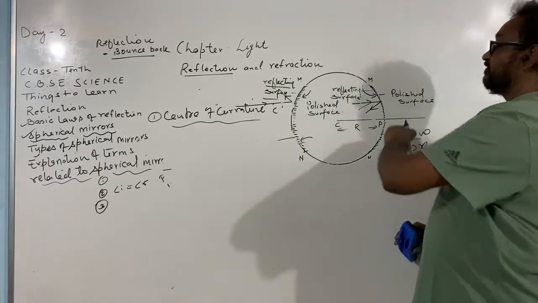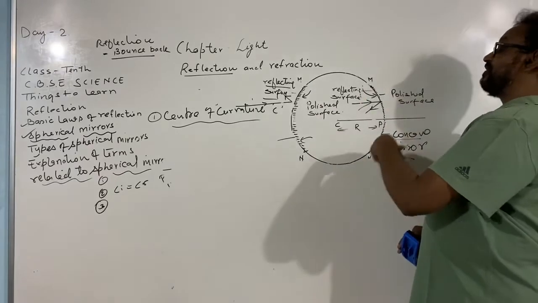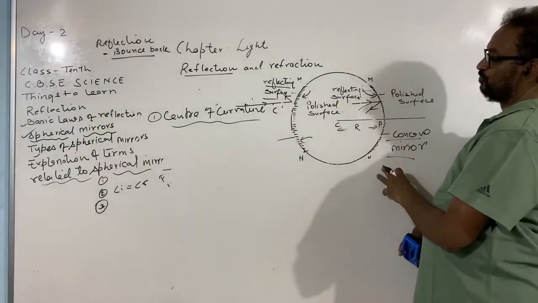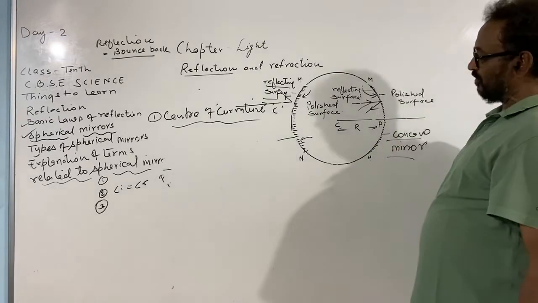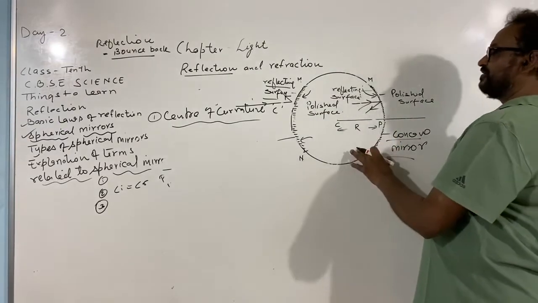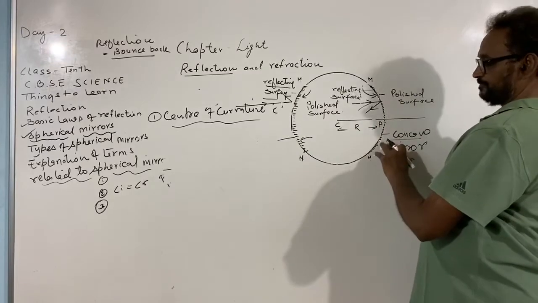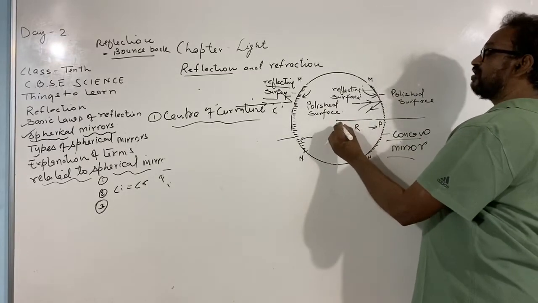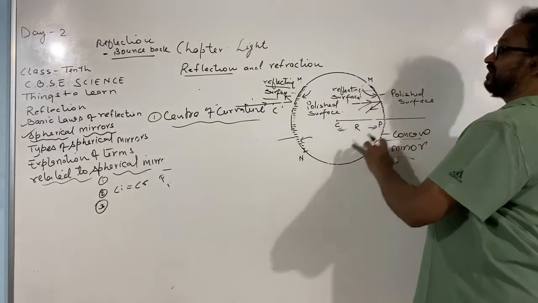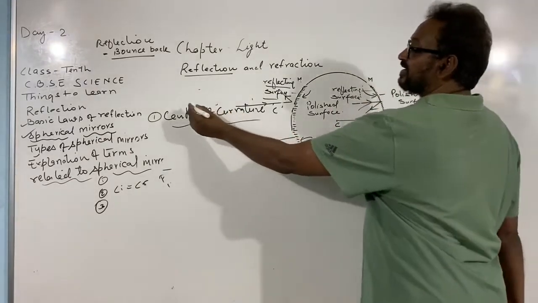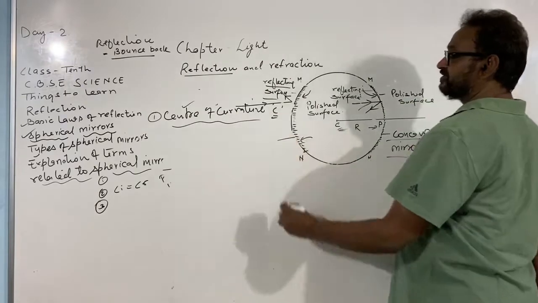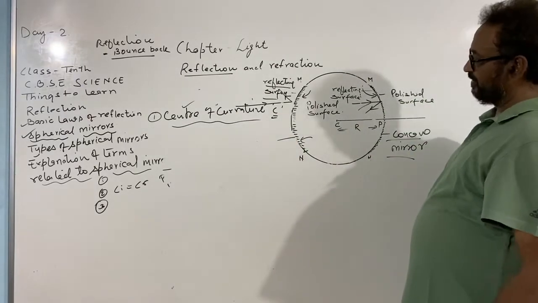We have defined spherical mirror as a part of hollow sphere whose one surface is silver polished. Obviously, a spherical mirror is a part of hollow sphere. The center of the hollow sphere of which the mirror is a part is called its center of curvature and it is denoted by C.